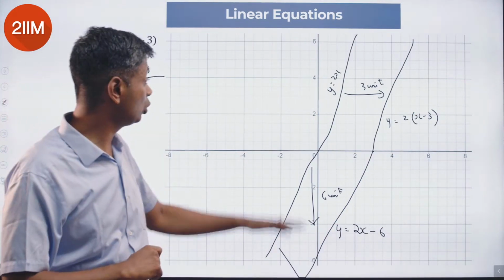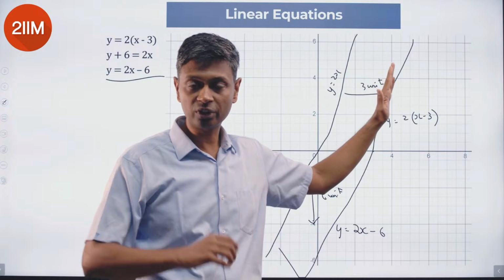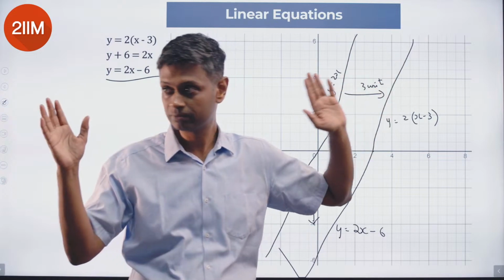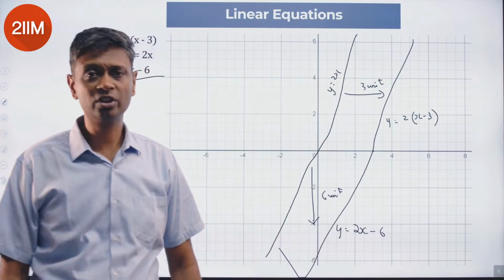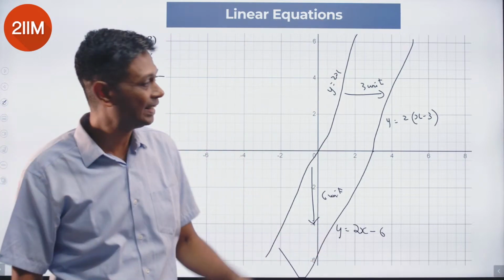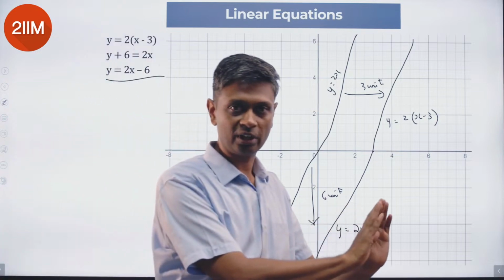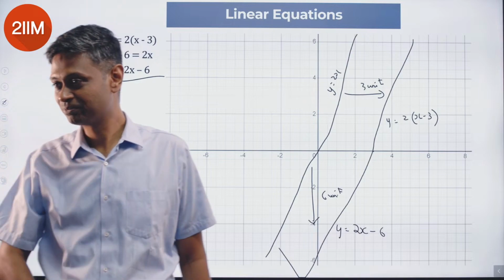We have y equal to 2x. Shifting it to the right by 3 units gives us y equal to 2 times x minus 3. Instead of x, we have x minus 3. Shifting it down by 6 units gives us y equal to 2x minus 6. Both are the same. Take the straight line, push it to the right, or push it down by 6, you're getting the same straight line. Right?